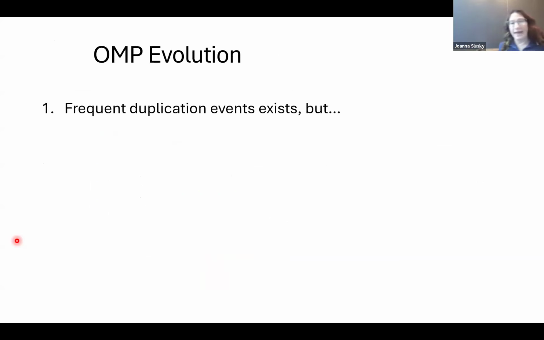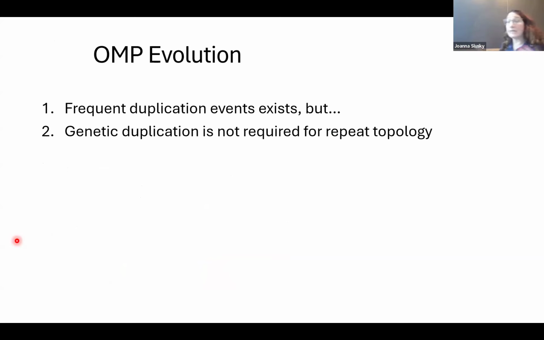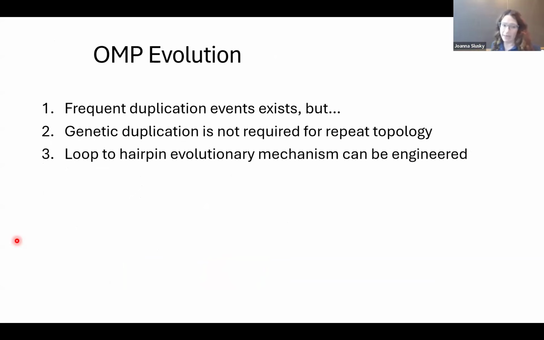So we said, okay, there are frequent duplication events, but genetic duplication is not required for repeat protein topology. The membrane seems to really be enforcing this beta structure, and it seems to be willing to acquire it in this very weird particular way. Loop hairpin evolution, therefore, can be engineered.